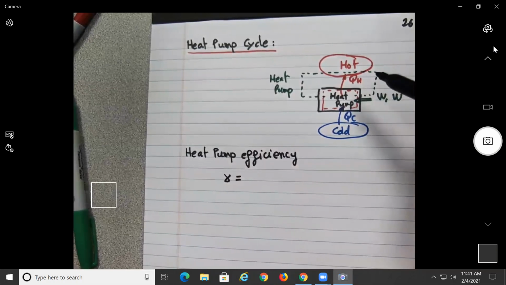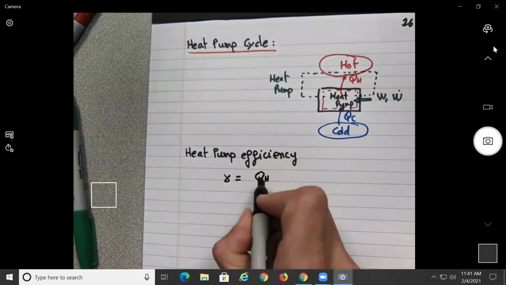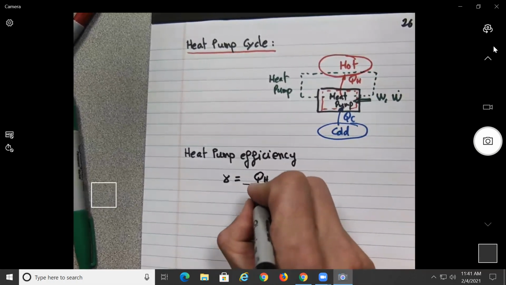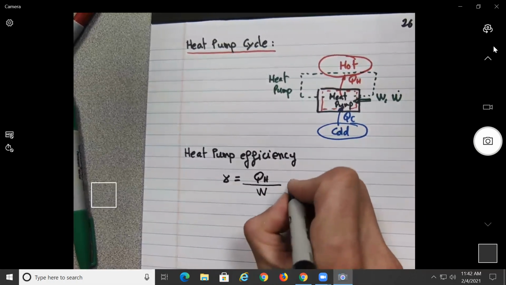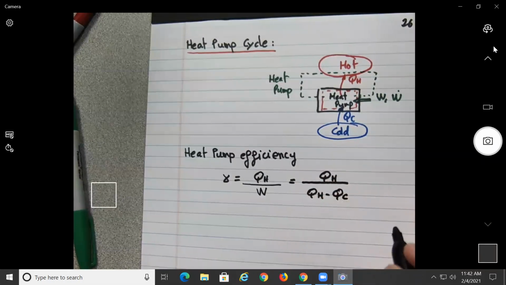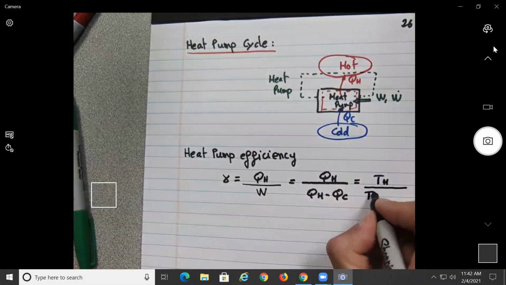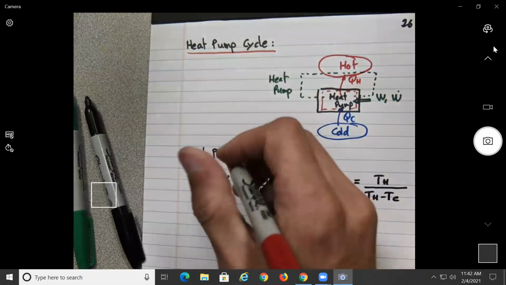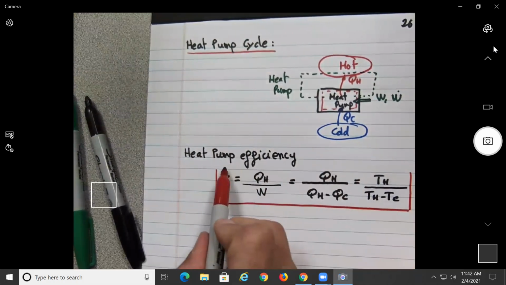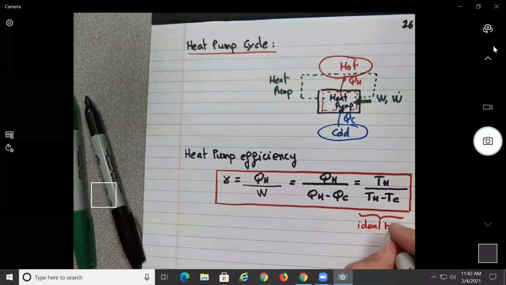So in this case, what are we trying to achieve? What are we trying to get out of the system? We're trying to get out the heat, correct? The Q sub H. And in order to achieve that, what do we need to put in or to get into the system? Power or work. So same as before, this would just be equal to Q sub H divided by Q sub H minus Q sub cold. Or for the ideal case, this would be equal to T sub H over T sub H minus T sub C. So this would be the ideal heat pump.